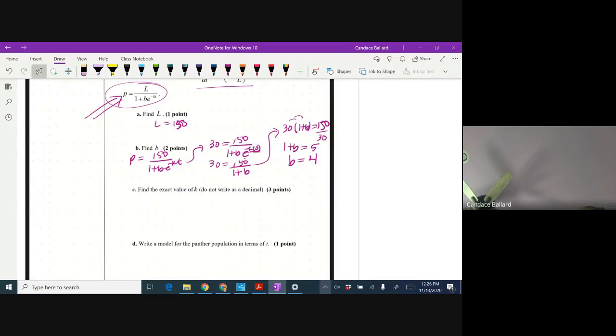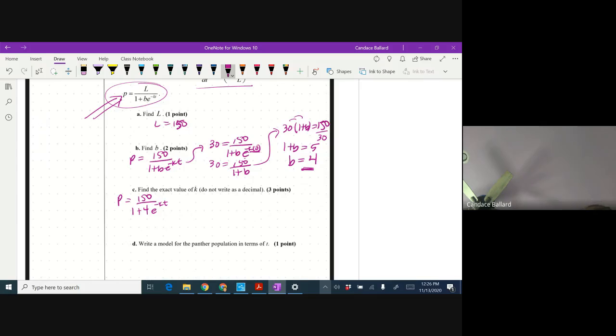I'm going to go through the exact value of K, and then I think D and E you'll be able to do on your own. Then we'll quickly talk about F. So we're supposed to find the exact value of K. I know right now that P equals 150 over 1 plus 4, because I calculated that in the last part, e to the negative KT.